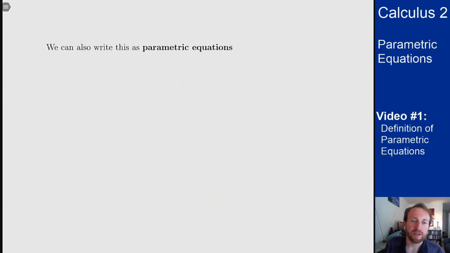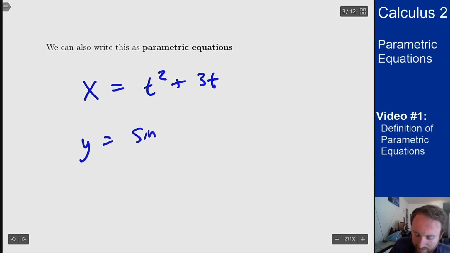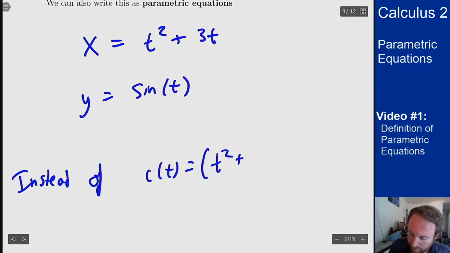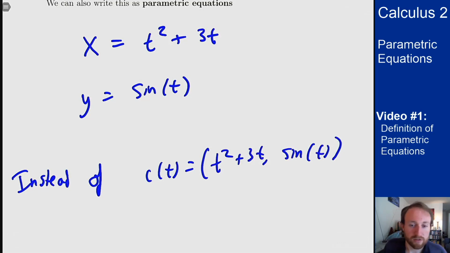Another way you can see these written out is in terms of parametric equations, which basically means I just want to separate the x and y and write them separately. So you'll write x is t squared plus 3t, and y is sine of t, as opposed to writing t squared plus 3t, sine of t. Basically, I just write the x and y separately, and you'll see this form used for these sorts of setups. You're not writing it as a parameterized curve or as this function c of t, but in these parametric equation forms.